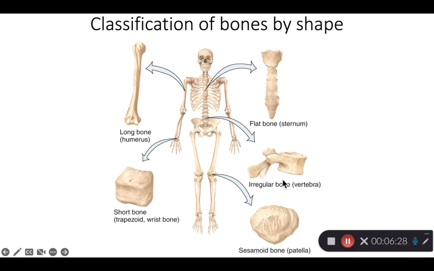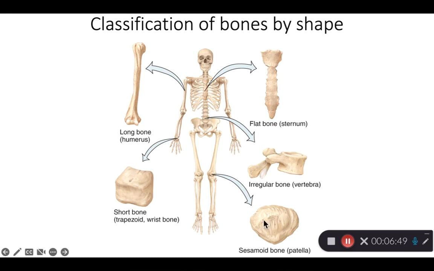Irregular bones: basically, if it's not long, it's not short, it's not really flat, and it's kind of irregularly shaped, we'll put those in their own category. So the vertebrae are pretty irregular. They've got processes sticking off of them, they've got big bodies, like this structure, so they're irregular.